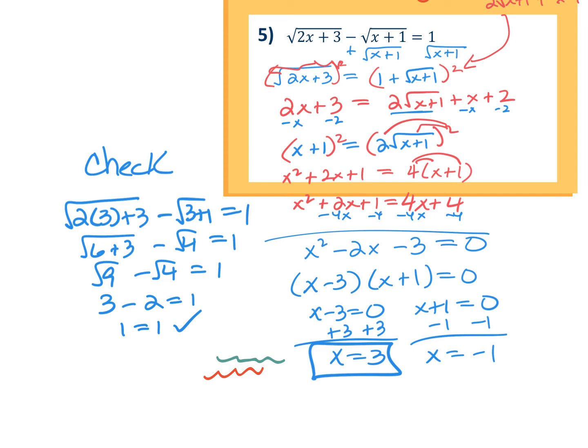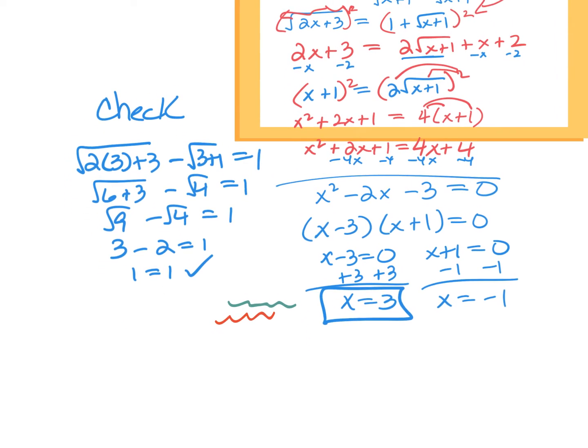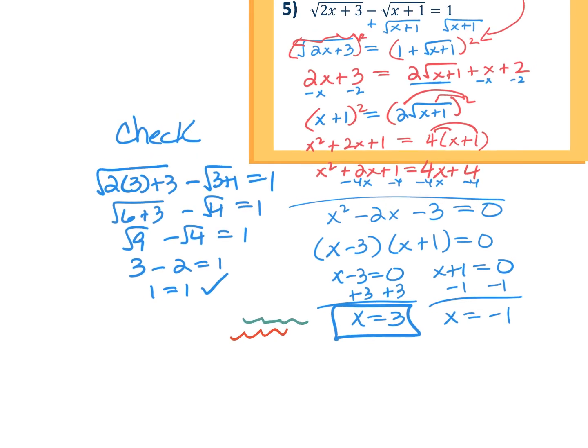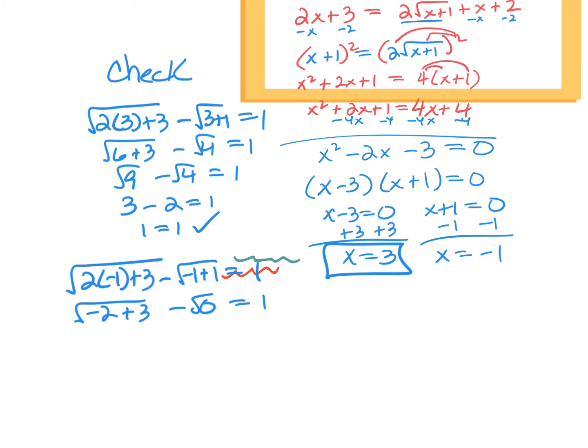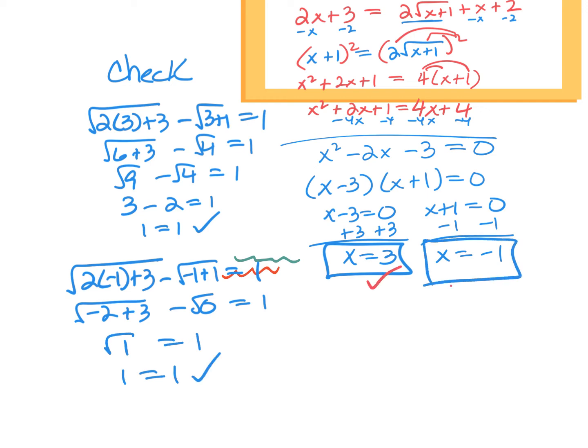And now let's plug in the -1. So again, my original problem was the square root of 2 times -1 plus 3, minus the square root of -1 plus 1, equals 1. -2 plus 3 is 1. -1 plus 1 is just 0. Square root of 0 is just 0. So then this becomes a 1. Square root of 1 is 1. 1 equals 1. It checks. This is a good answer as well. They both checked.